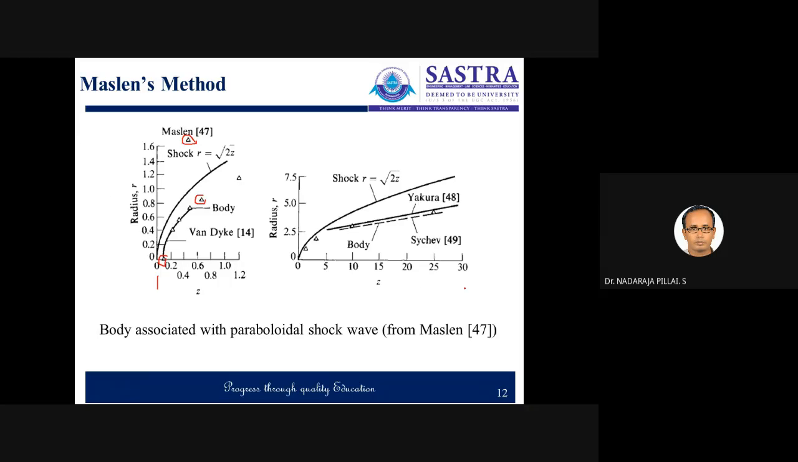It is possible for you to consider a shock and estimate the body shape based on this particular shock. Here I said Maslen 47; it is reference 47, which is discussed in John D. Anderson's Hypersonic and High Temperature Gas Dynamics.